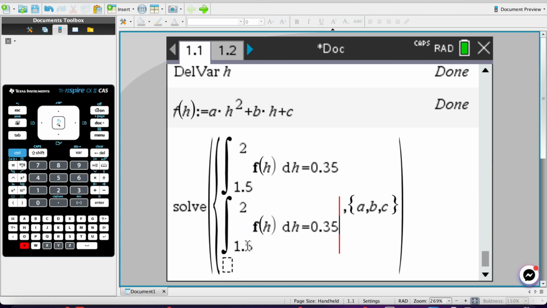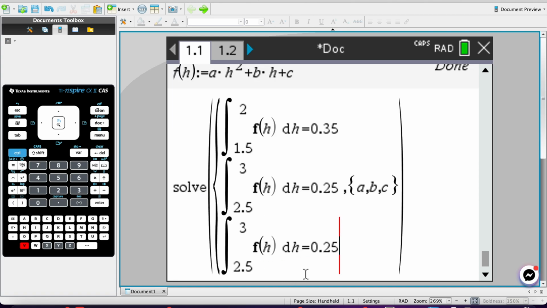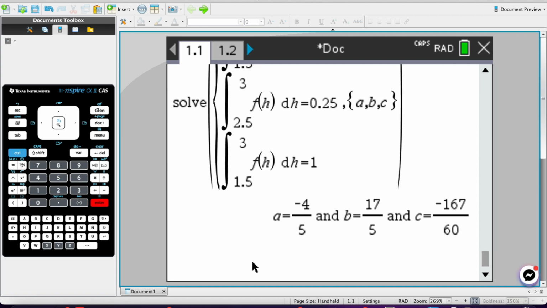And then just copy that down, change the numbers. So we had 2.5 to 3 is 0.25. And then paste it again. And that was 1.5 to 3. Okay, so we get A is negative 4/5, B is 17 over 5, and C is negative 167 over 60. Alright, that's not too bad of a question.